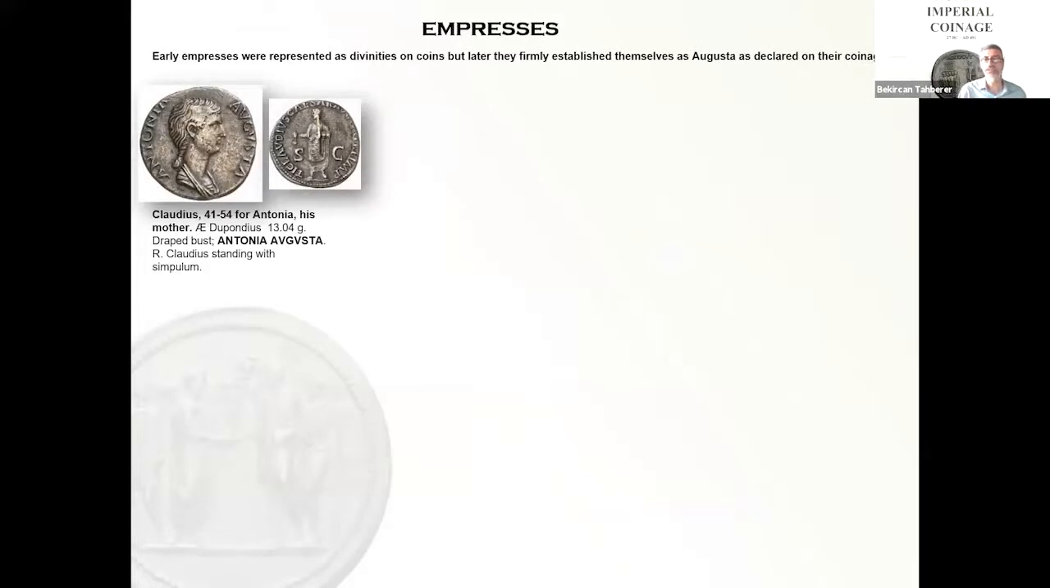The empresses had their share using their images and power on coins. Interestingly, during the lifetime of Augustus, he never let his wife Livia appear on any Roman imperial coinage. She was depicted on coins in Western Asia Minor, but those were not Roman imperial mints. There were provincial mints. Livia could only appear on coins during the time of Tiberius.